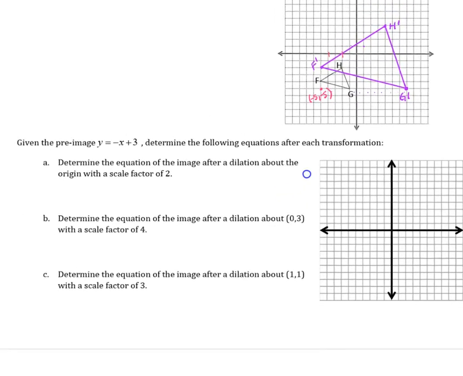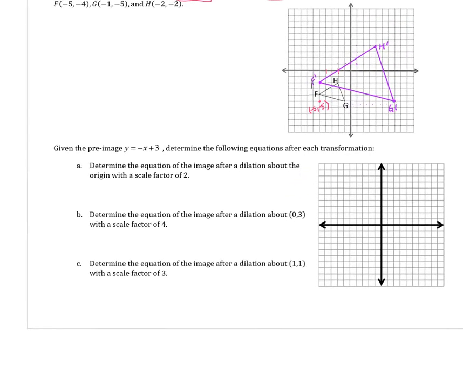Okay, last thing to remind you guys of, because you definitely will see a question like this somewhere on your test in June, the pre-image of a line is negative x plus 3, and we want to determine each transformation after certain dilation. So if I want to determine the equation of the image after a dilation about the origin with a scale factor of 2, what you need to remember is that slope is always going to remain the same, but your y-intercept is going to change in this case.